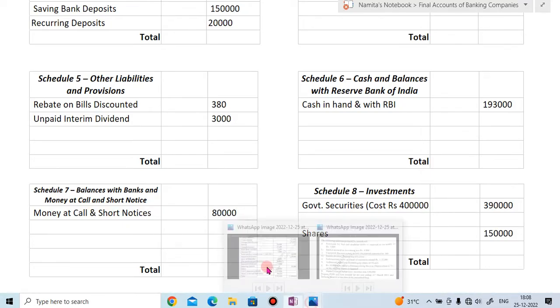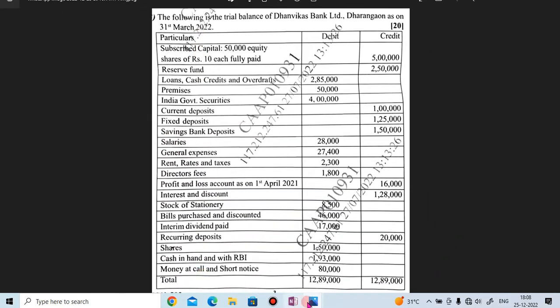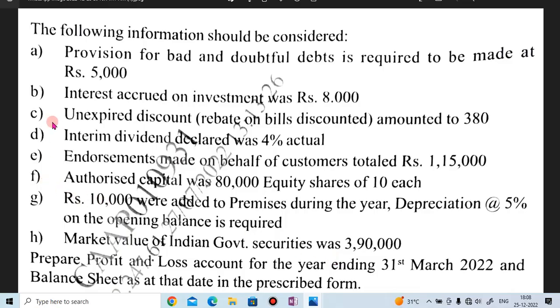Okay, so now all the entries of the trial balance we have posted. Now we'll see how many adjustments we have solved and the remaining adjustments we will solve. Adjustment number A we have solved, with the second effect we have posted. Then adjustment number 2 is solved. Then adjustment number 3, unexpired discount rebate on bills discounted, is solved. Then interim dividend we have solved.